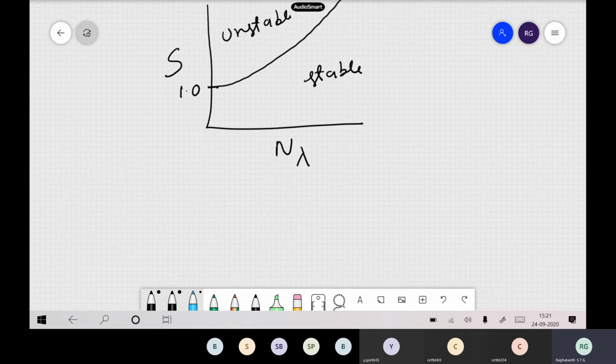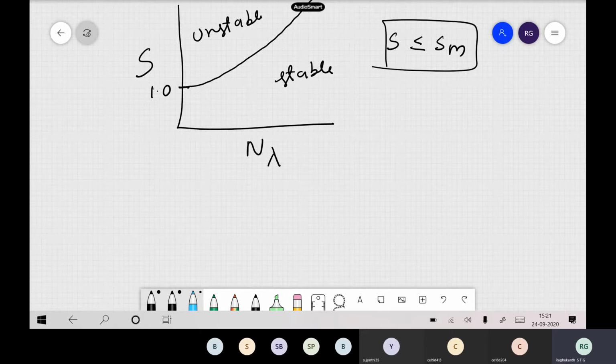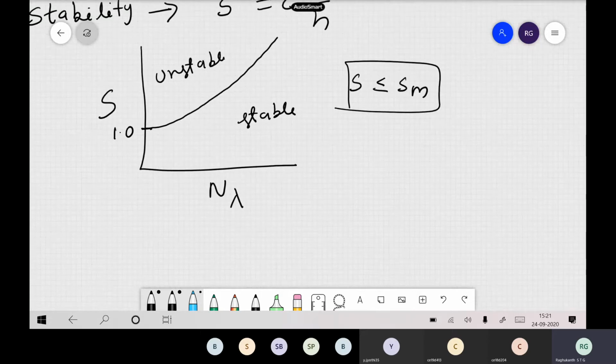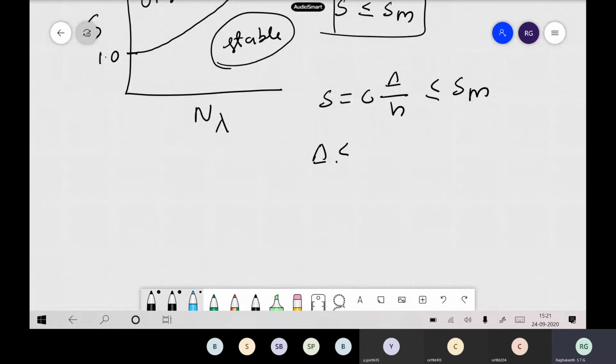Now generally what one does in practice is something like this: s is less than or equal to some sm. So for a given n lambda, if s is less than sm, then we say the solution is stable. Otherwise it is unstable. To write this in a nice fashion, as we already said, c delta by h is less than sm. So your delta t should be less than or equal to h by c into sm.